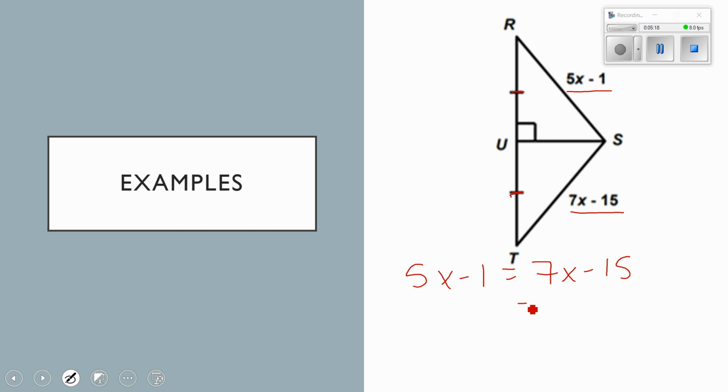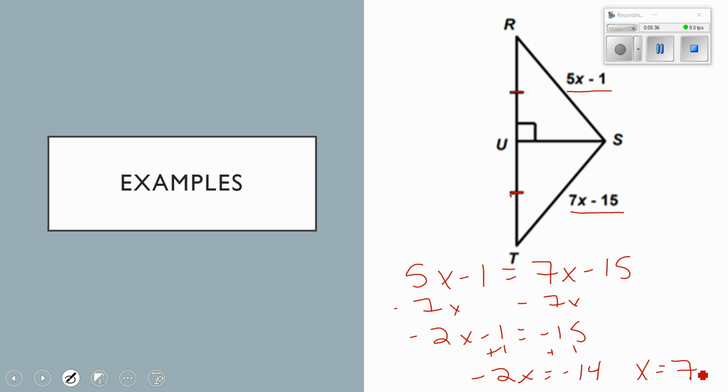I'm going to move the 7x to the left side. 5 minus 7 is negative 2x minus 1 equals negative 15. Add 1 to both sides. I get negative 2x equals negative 14. Divide both sides by negative 2 and you get x equals 7.